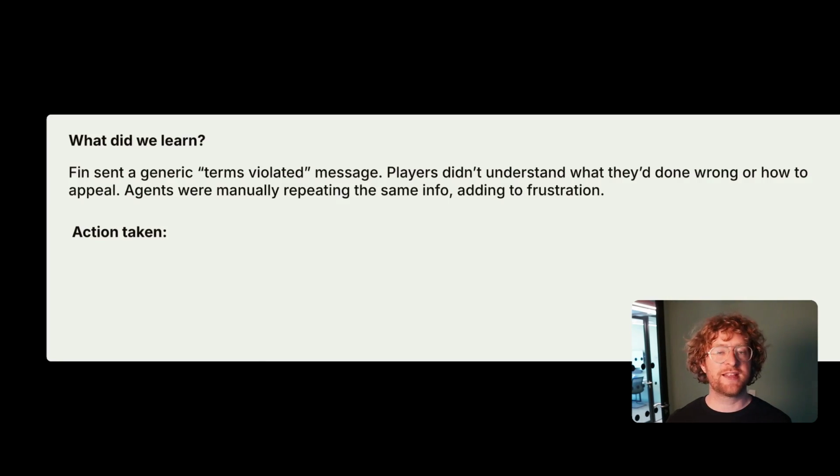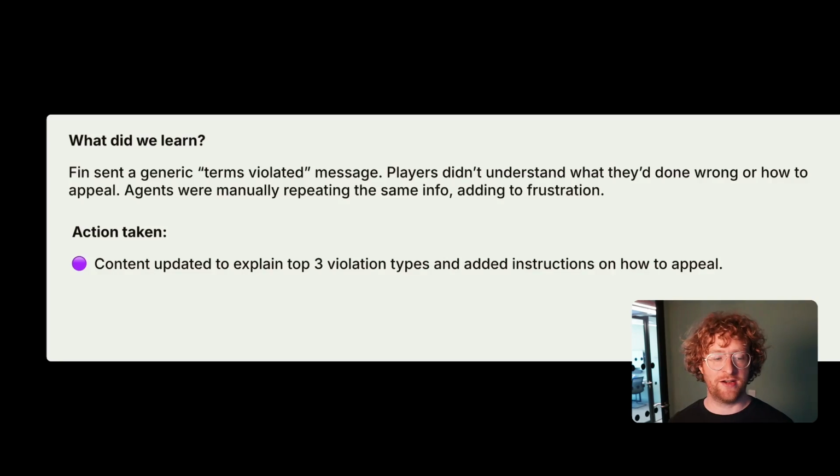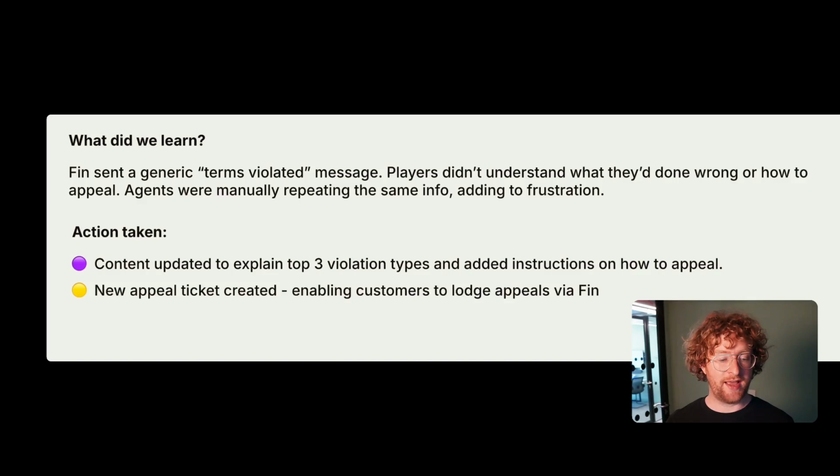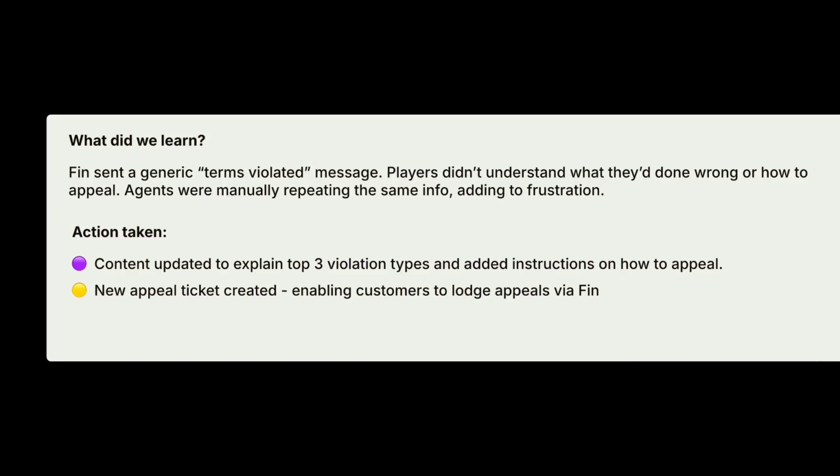So we have a few different pieces of action that we can take here. One, we can add some more content to Finn to explain what the top 3 violation types are and instructions on how to appeal. So Finn will now have that information and be able to give it to them. We can create a new ticket appeal process. So we can create a new ticket, give Finn access to it. So when a customer wants to appeal, they can interact with Finn, fill out the form, and it can go to our team for them to review.